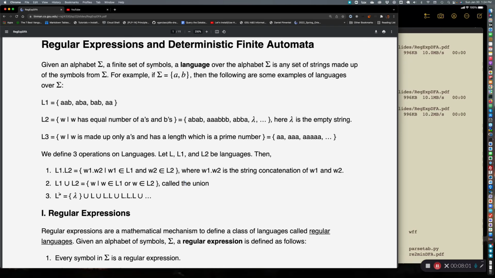And the third one is called the star operator, L star. It is based on the definition of the product. But we are given only one language L, so this is a unary operator, whereas L1 dot L2, the dot, is binary, and union is binary. The star is a unary operator. You can apply it to any language L. What it is, is an infinite union of the languages which are formed by taking the product of L with itself any number of times.